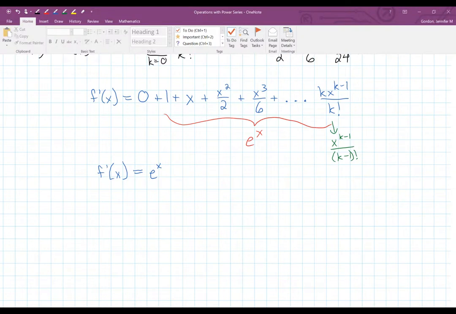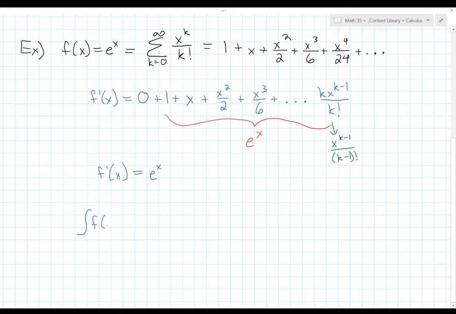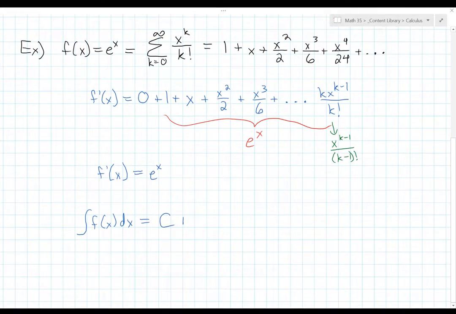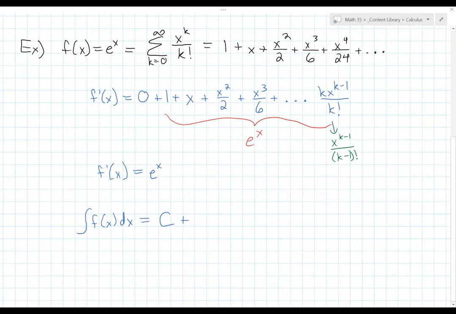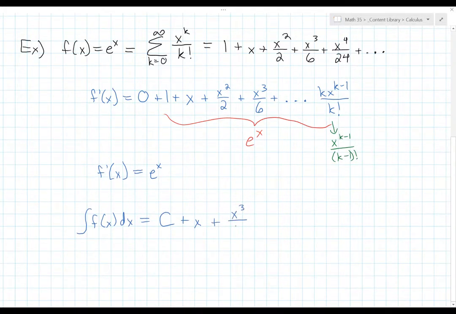The same thing would happen if I was going the other way around, if I'm wanting to do the integral of f of x dx. In this case, I'm going to put my constant at the front because that's where the constant is in these polynomials. We're starting from the 0 power and then going up towards an infinite power. The antiderivative of 1 is x. The antiderivative of x squared over 2 is going to be x cubed, and then I'm going to divide by 3, multiply that by the 2, and I get a 6.